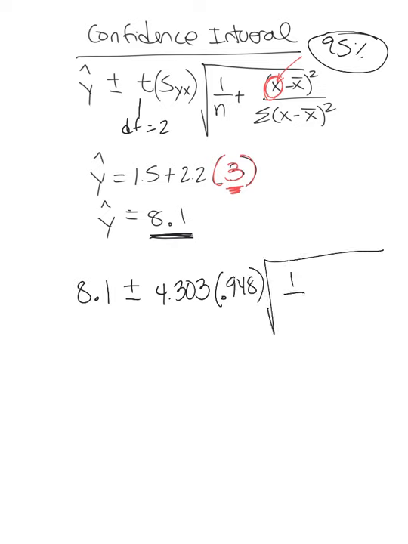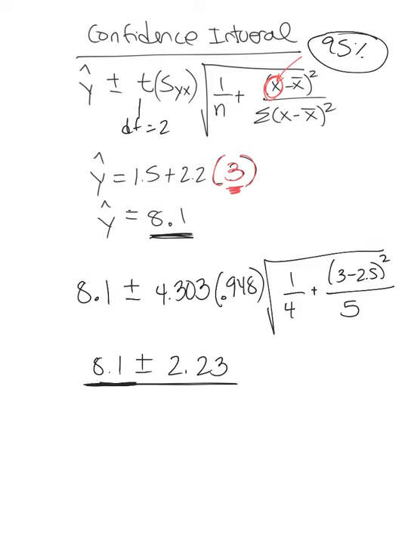We multiply that by the square root of 1 over 4 plus 3 minus 2.5 squared. Again, that's the 3 there. And the sum of x minus x bar squared we calculated back in the very first section of this tutorial. Once we solve that, we get the confidence interval of 8.1 plus or minus 2.23. Since we don't know the true population mean and have only a few observations, now we have a confidence interval of possible values.